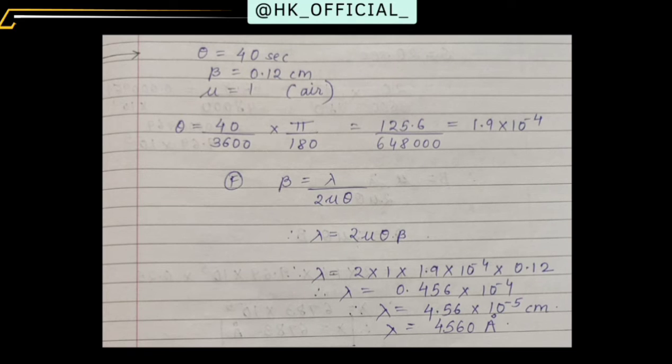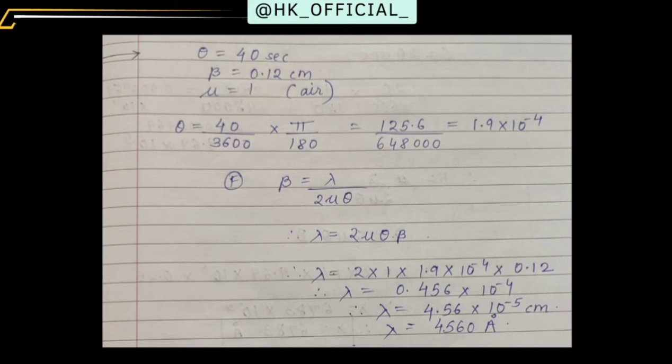Now what is our fringe width formula? It is beta is equal to lambda upon 2 mu sine theta. Now as I have told you, we will consider sine theta as theta in mainly all the cases, because as the angle is small, we can consider theta in the place of it. So here we have to calculate the wavelength. So we will rearrange the formula and we will get lambda is equal to 2 mu theta into beta. So here after putting all the values, after using your calculator, you can get the lambda as 4.56 into 10 raised to minus 5 centimeter.